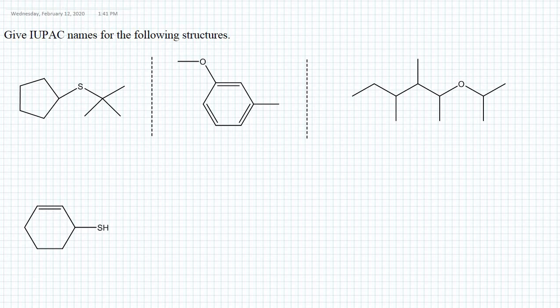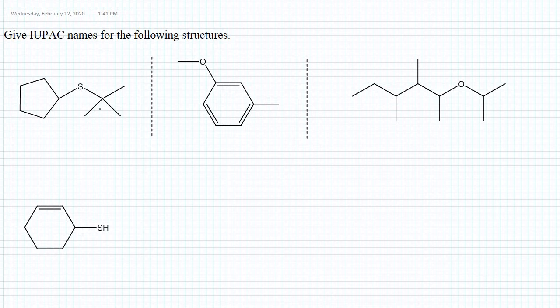Okay, let's start naming the first one. In the sulfide naming, basically it's very similar to the ether naming, alkyl alkyl sulfide. So basically that's the rule for the naming. Let's look at the alkyl groups around the sulfur atom. Here we have a cyclopentyl. Here we have a T-butyl. So which one are we going to start using as the first name?